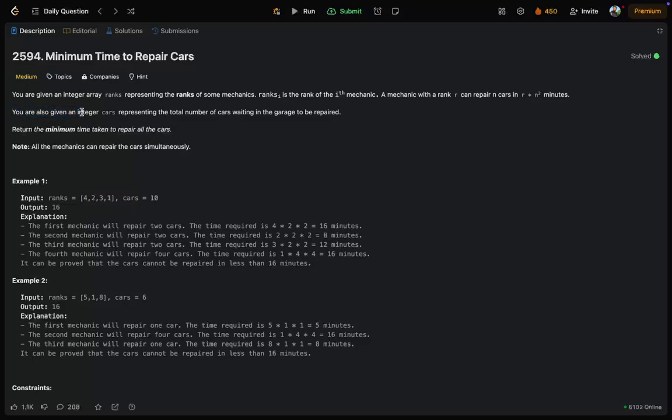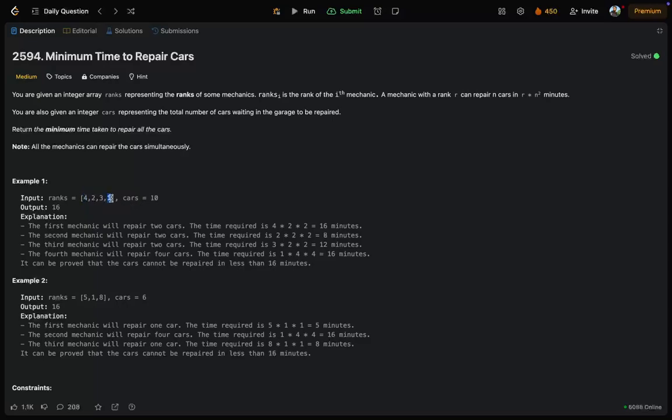Then you are also given an integer array cars representing the total number of cars waiting in the garage to be repaired. We need to return the minimum time taken to repair all the cars. All the mechanics can repair the cars simultaneously. Okay, so we are given 4 rank mechanics and there are 10 cars waiting to be repaired. So this mechanic with the rank R can repair 10 cars in 4 cross 10 square minutes, so it will be 400 minutes. If he individually repairs 10 cars, it will take 400 minutes.